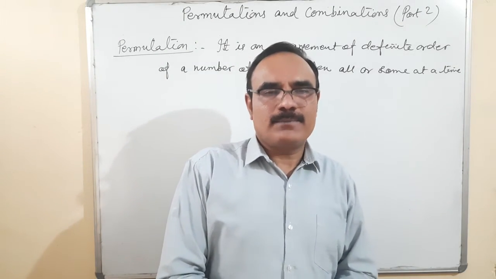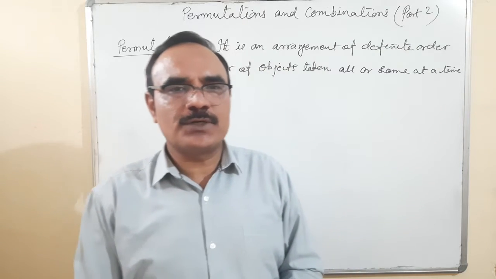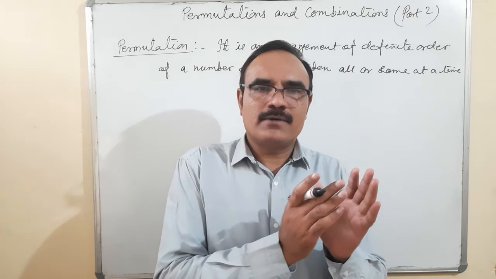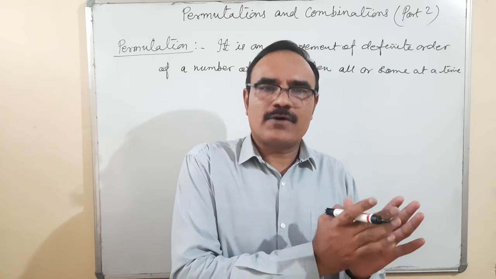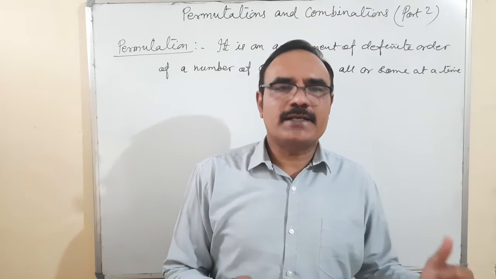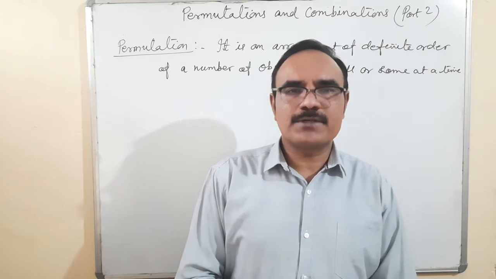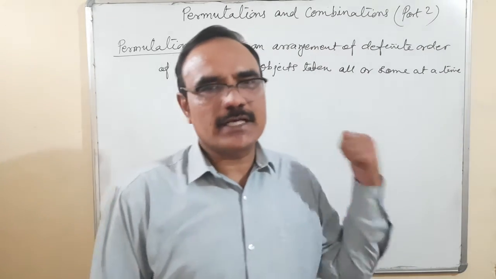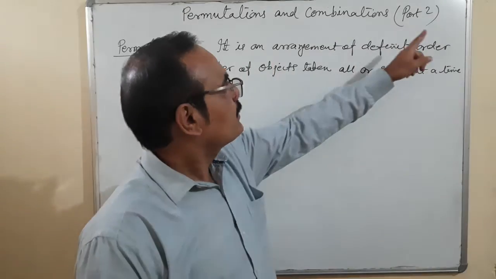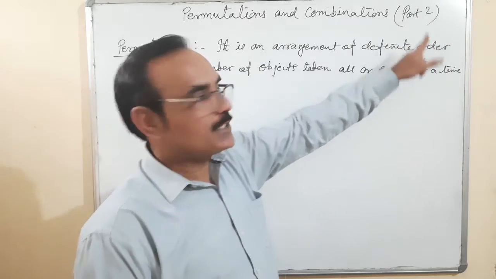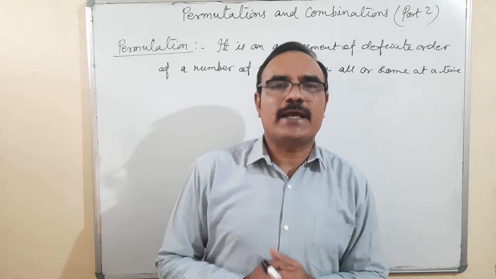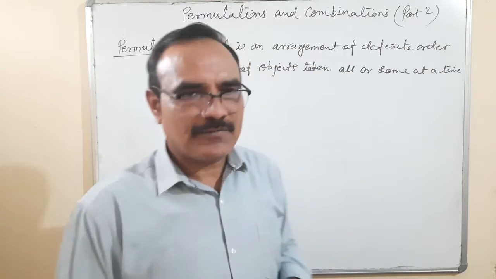I told you in my first lecture the total number of ways of selection. But in the selection, if order matters, what does it mean? It is a permutation. If order doesn't matter, it is a combination. So here we are talking about permutation, that means the order matters, and that's why in the definition we have written it is an arrangement of definite order of a number of objects taken all or some at a time. So this is the definition of permutations.